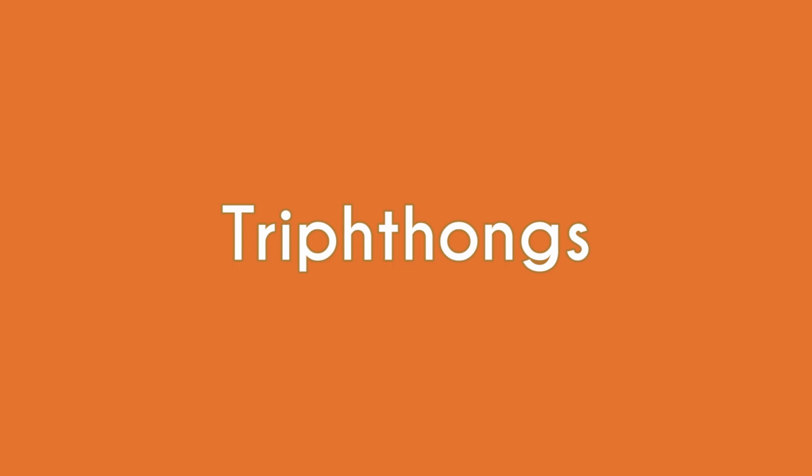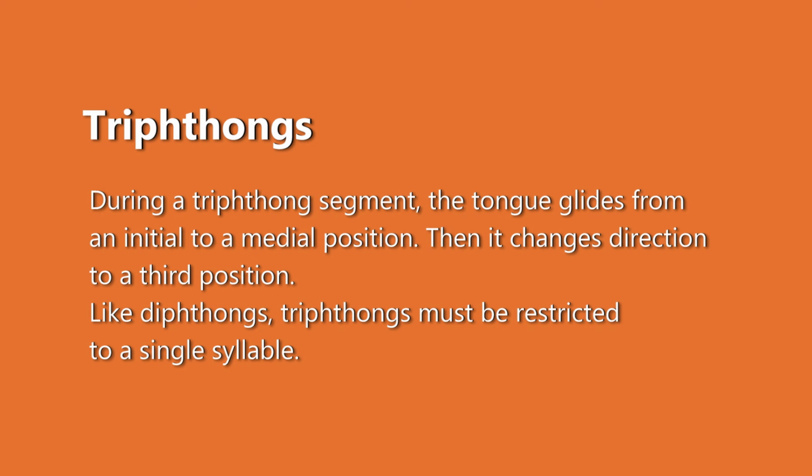So to cover all the phthongs, I have to get to the triphthong. In the same way that a diphthong consists of two vowels, a triphthong consists of three vowels. During a triphthong segment, the tongue glides from an initial to a medial position, then it changes direction to a third position. Like diphthongs, triphthongs must be restricted to a single syllable. So a triphthong would constitute the nucleus of a syllable.